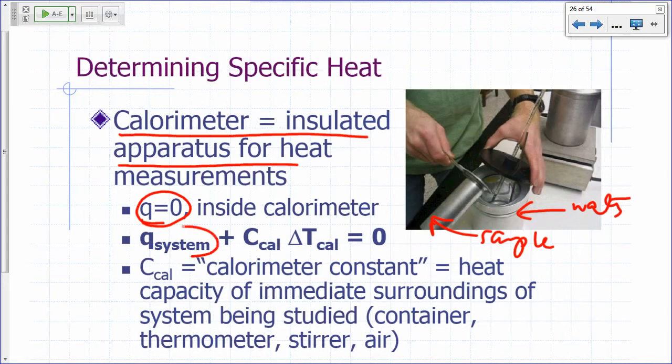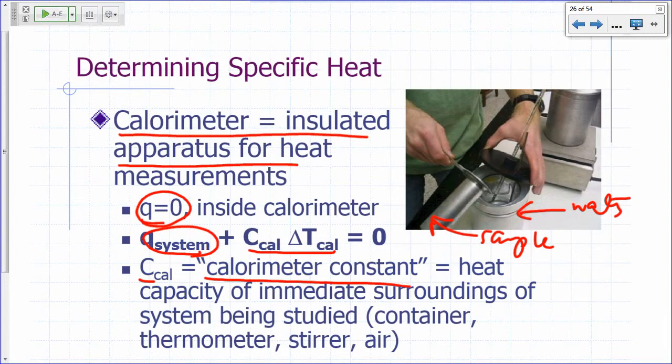So Q for everything going on inside your calorimeter plus C cal delta T cal must be 0. What is this C cal times delta T cal? This C cal right here is the calorimeter constant. You mix two things, but you're not really just having those two things in there, because in addition to the two things that you're mixing, you have the immediate surroundings: the air above your sample, the walls of the calorimeter, a thermometer, and a stirrer that you use to mix the two things.